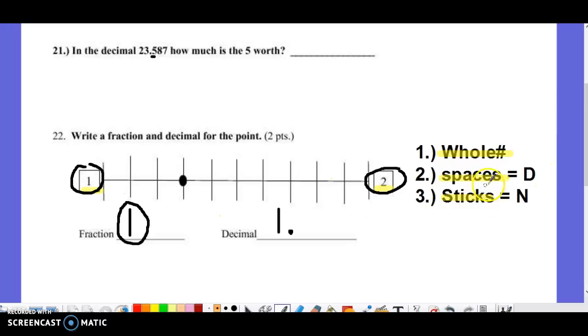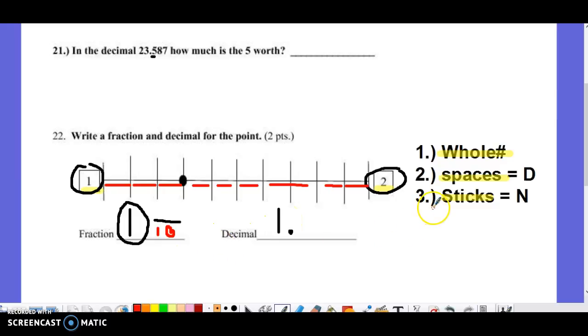Count the spaces to figure out what the denominator is going to be as a fraction. Spaces, I'll show you in red, are starting at the whole number 1 in between each stick. There's 1 space, 2 spaces, 3 spaces, 4, 5, 6, 7, 8, 9, and 10. So the denominator is going to be 10. Now with decimals, it has to be 10 or 100. So if it isn't 10, you'd have to convert it to either a tenth or a 100th. But because it's 10, you're good to go.